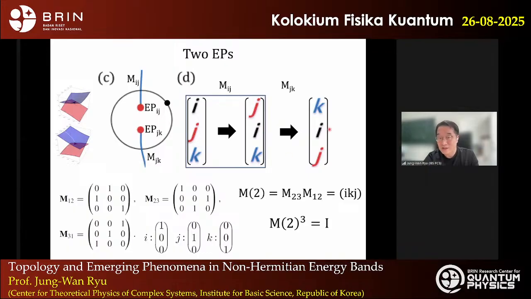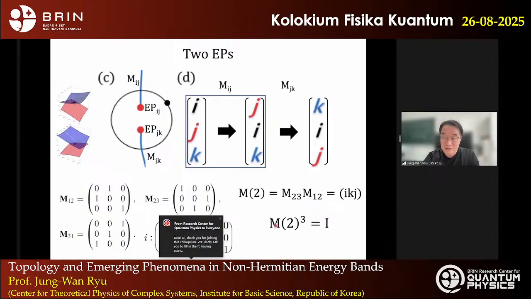I is not affected. Finally, after first encircling two exceptional points, the I state changes into the K state, the K state changes to the J state, and the J state changes to the I state. This is M2, which can be described by the product of two permutation matrices. And this is the three-cycle permutation.